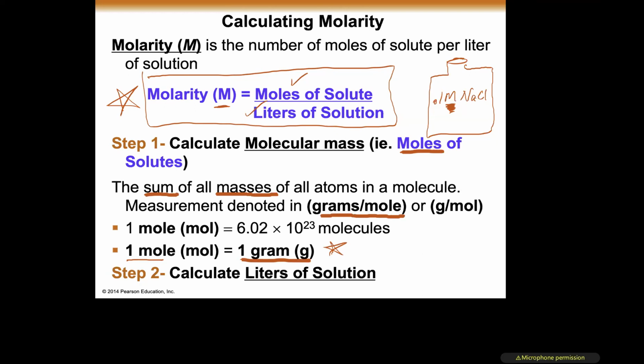So the next step is to calculate the liters of solution. I'm going to play a video for you. For those of you watching this at home, I'm just going to refer you to the video from lab number 5, and it is going to be how to calculate molarity.